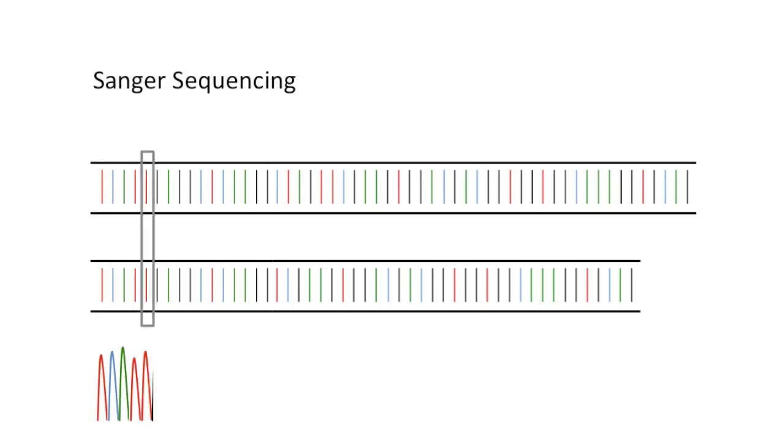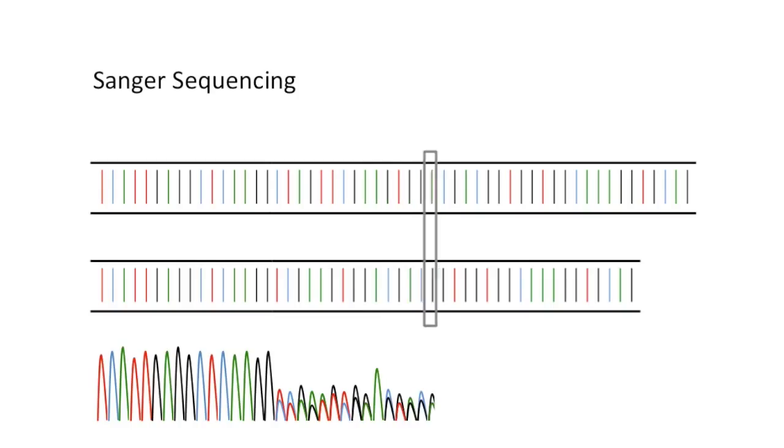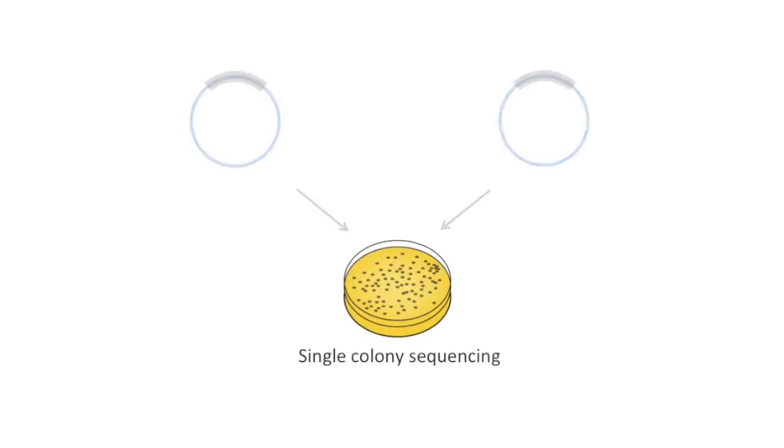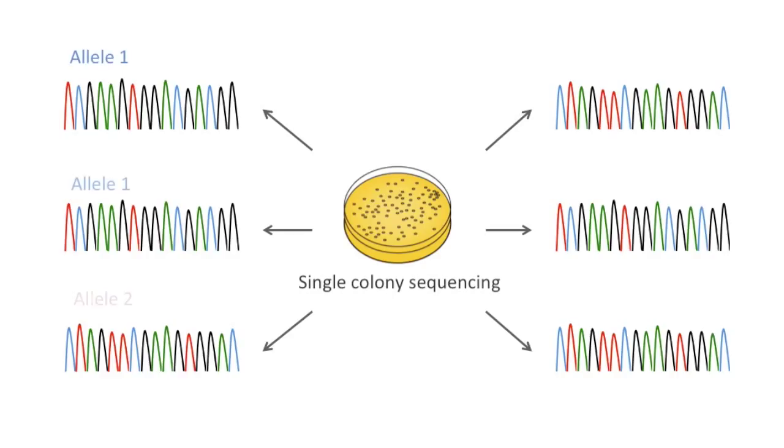Sanger sequencing of a mixture of two different alleles results in a mixed spectrum. This problem is classically solved by cloning the mixture of alleles into a bacterial vector and sequencing several colonies, thereby sequencing each allele individually. This is, however, laborious and costly, especially in high throughput.